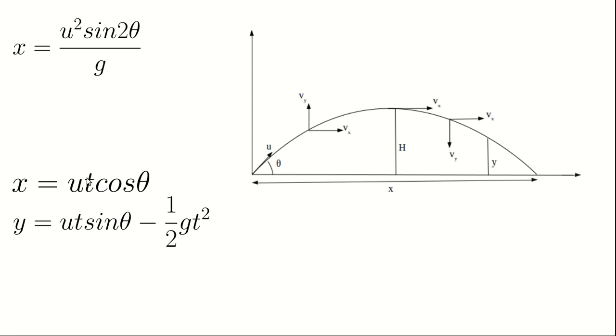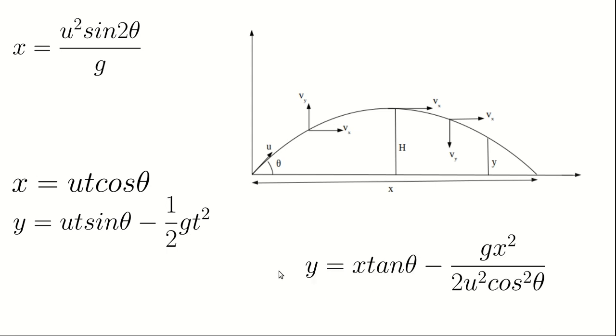So let's find a way of eliminating t and see if we can determine the value of y and x at any point. So what we'll do is make t the subject of the formula from here and substitute in here. So if we make t the subject, we have x all over u cos theta equal to t. So if we substitute t as x all over u cos theta into here, our u will cancel u, which makes it x tan theta minus, if we substitute in this one here, half of g, x squared all over cos squared theta. So that gives us this expression.